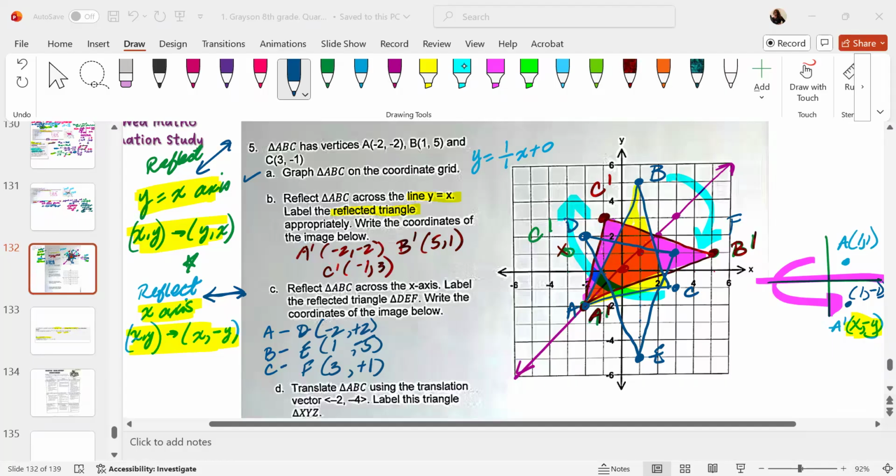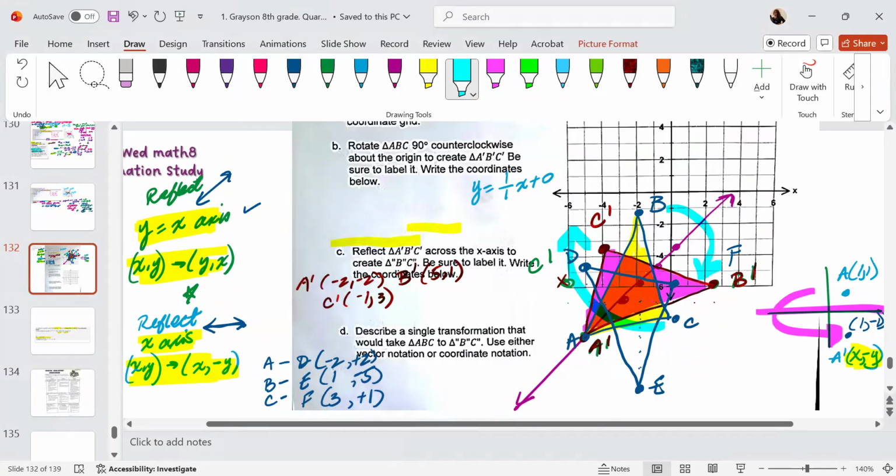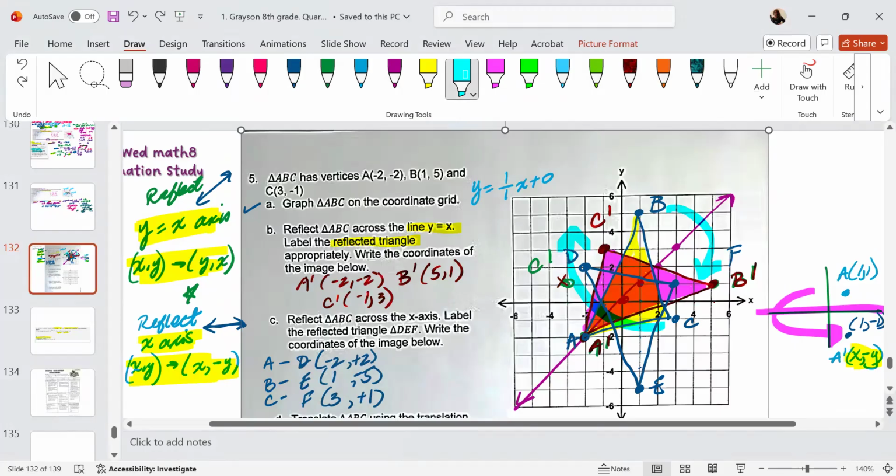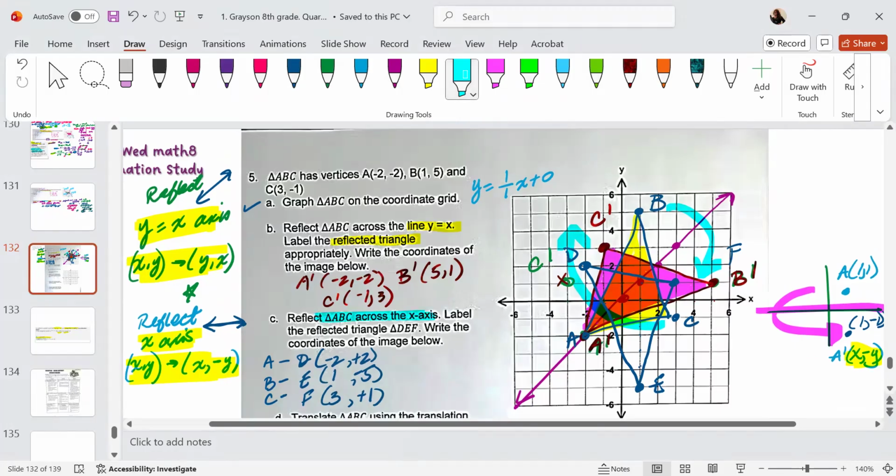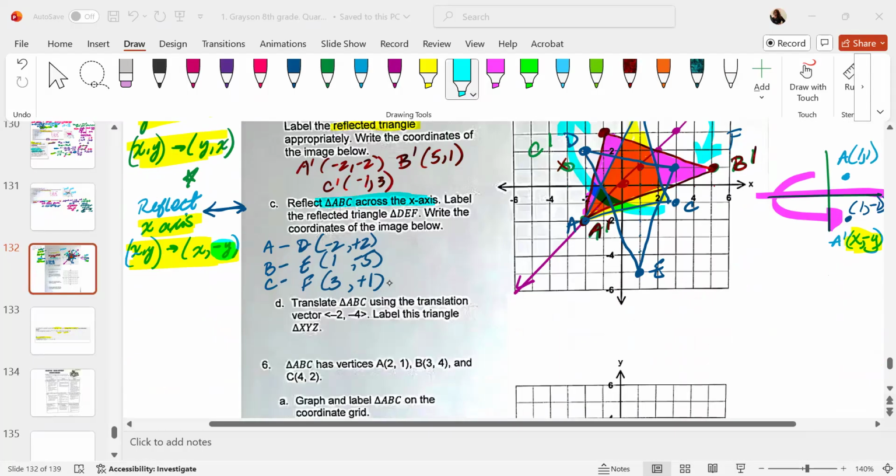When you reflect over the x-axis, what changes? Does that make sense? The only thing that changes is the y. It becomes an opposite sign. So the opposite of a -2 is a +2.